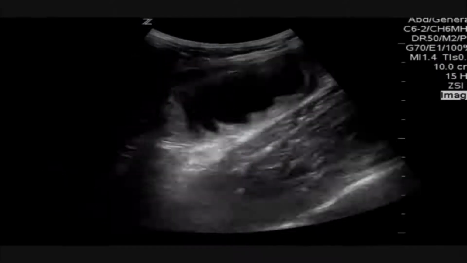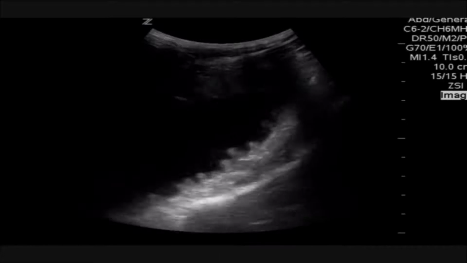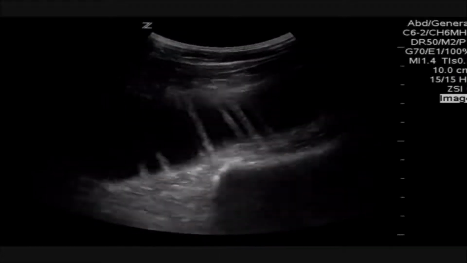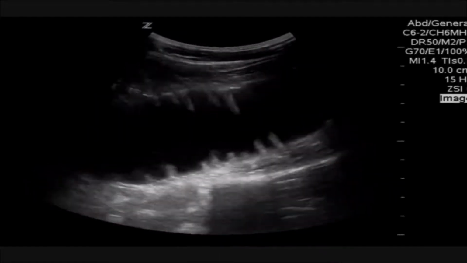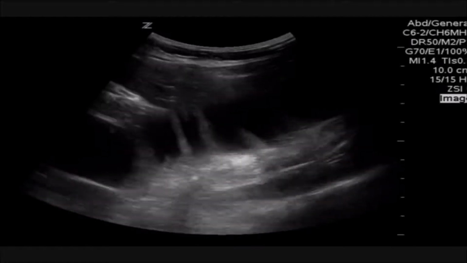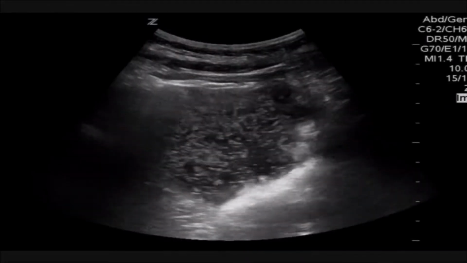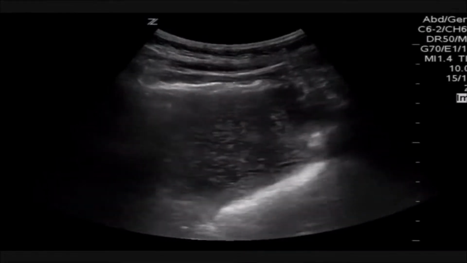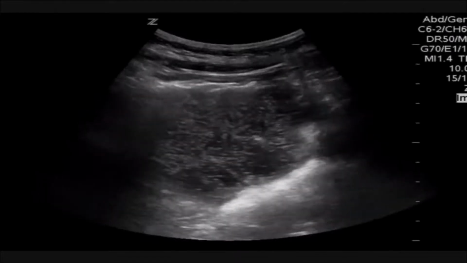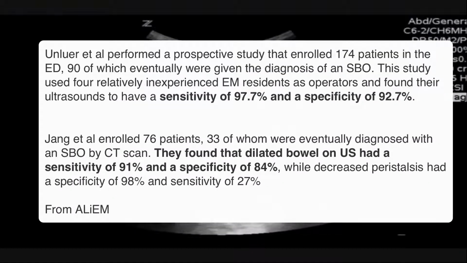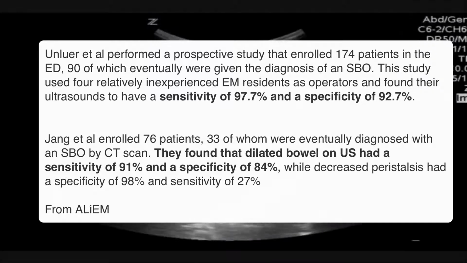If you evaluate all four quadrants, you often can find the transition point. You'll see abnormal bowel above it and normal peristalsing bowel that's not dilated below it. This point-of-care test can be useful in the right clinical setting. It can give you an answer right away, but remember, it's not the most sensitive test, so you can't rely on it 100%. The patient's clinical presentation and your exam is critical, and use the other tests at your disposal.